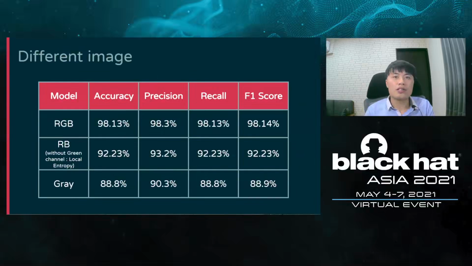And here are the experiment results for different forms of the image. If we use all the 3 channels, the accuracy is the best. And if we just use the red channel and blue channel without the local entropy feature, the accuracy goes down to 92%. If we only use the decimal value as a grayscale image, the accuracy is down to 88%. So we can conclude that local entropy can effectively help improve the accuracy.